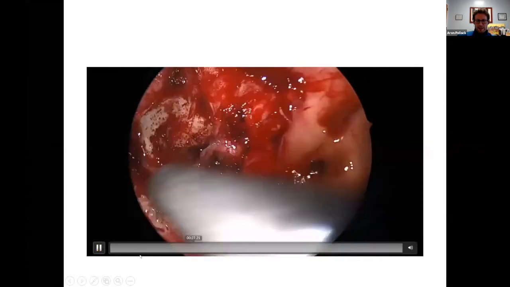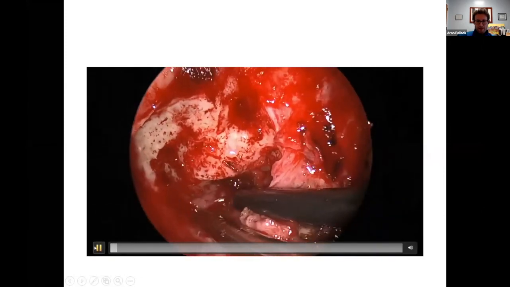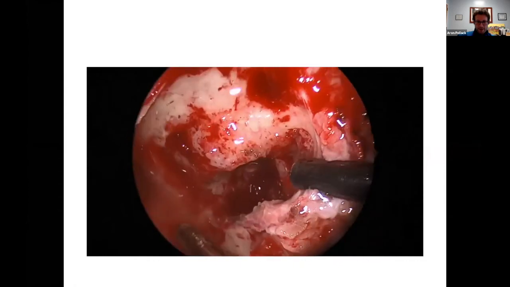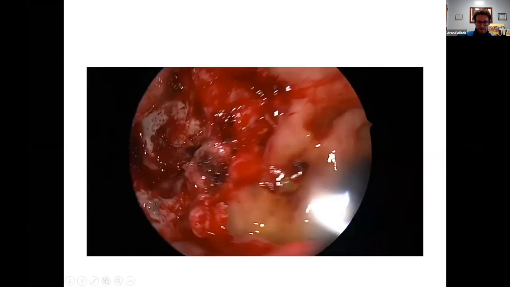Now this is, again, we already did a lot of surgery so far, but I just want to highlight the anatomy because it's a little bit difficult to discern. Oops, I'm sorry.